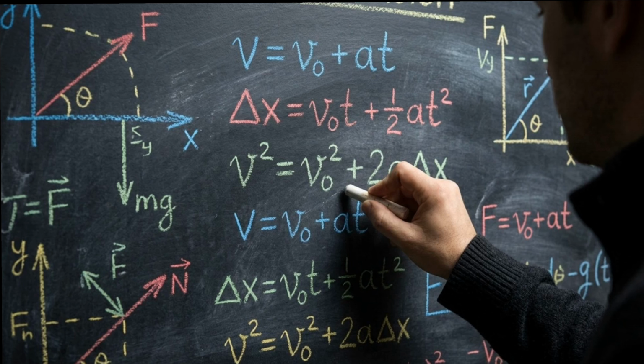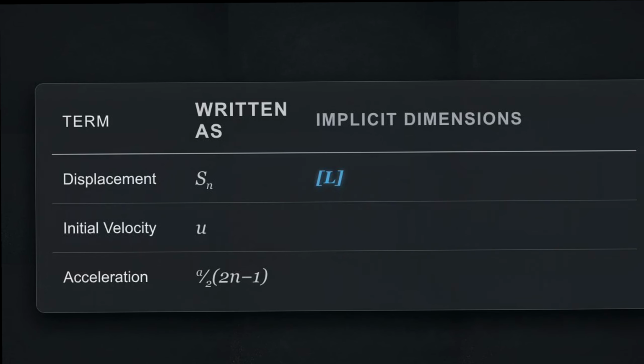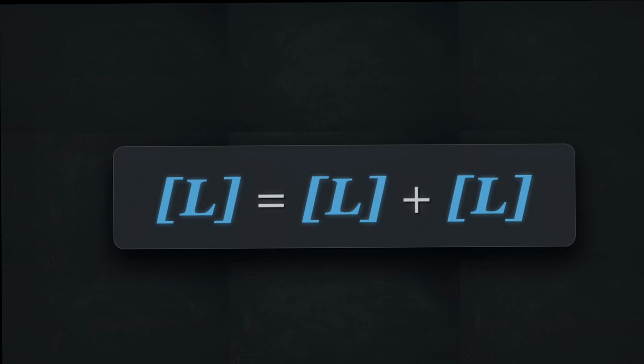At this point, top-tier students usually notice a glaring dimensional paradox. On the left, we have displacement, measured in units of length. On the right, we are apparently adding initial velocity, length over time, to acceleration, length over time squared. By the strict rules of dimensional analysis, this equation should be impossible.